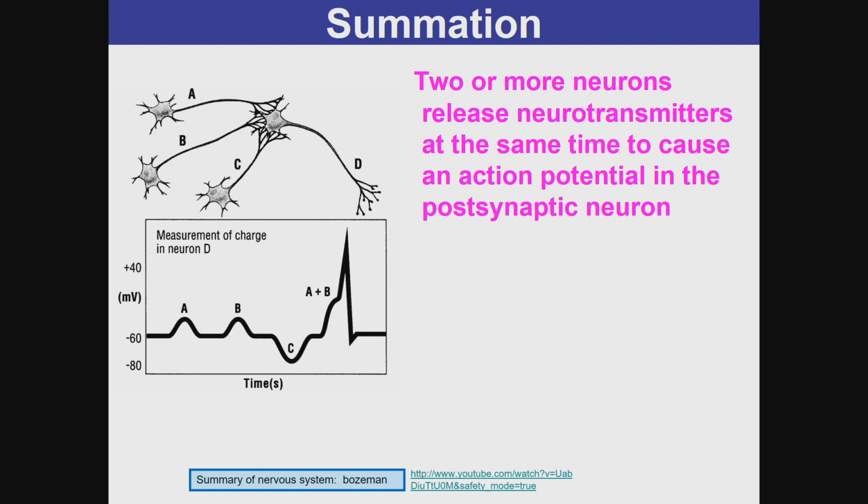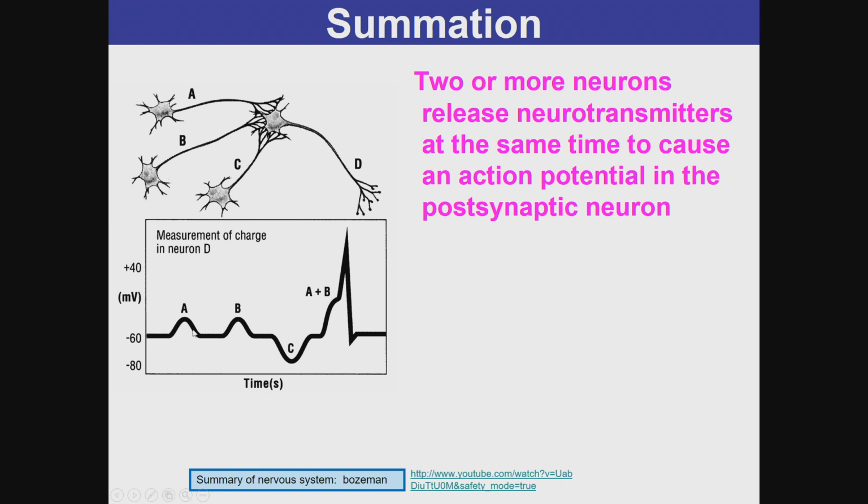Summation is when two or more neurons release neurotransmitters at the same time to cause an action potential in the postsynaptic neuron. Let's take a look at the picture. We have 3 presynaptic neurons, and D is the postsynaptic neuron. And then we have a graph showing the measurement of charge in neuron D.